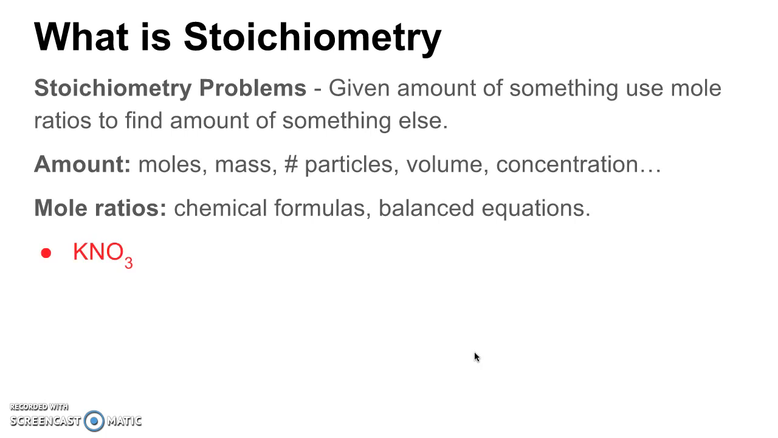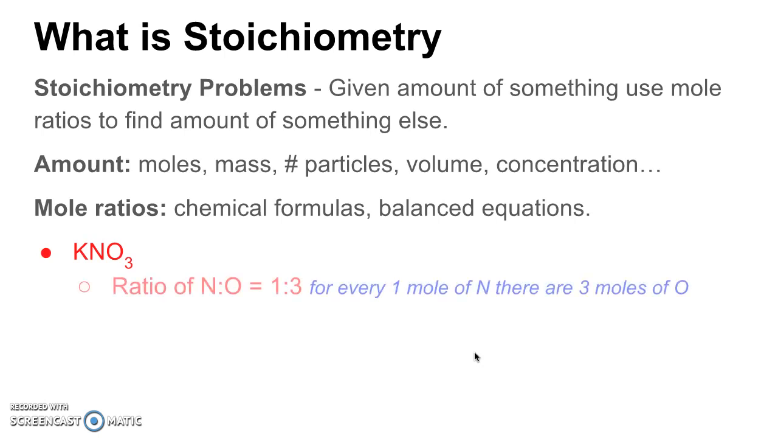So I just want to quickly show you what I mean by mole ratios. In a chemical formula, something like potassium nitrate, you'll notice that in that compound, you have one nitrogen and three oxygen atoms. So it's a 1 to 3 ratio. And we can scale that up from number of atoms to number of moles. So again, it'll be a 1 to 3 ratio of nitrogen to oxygen.